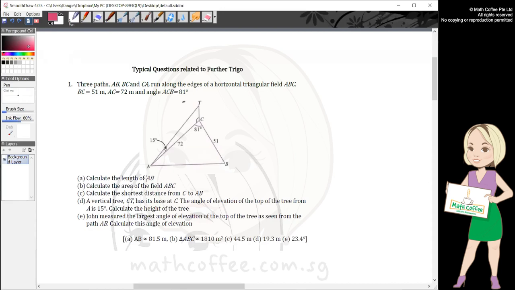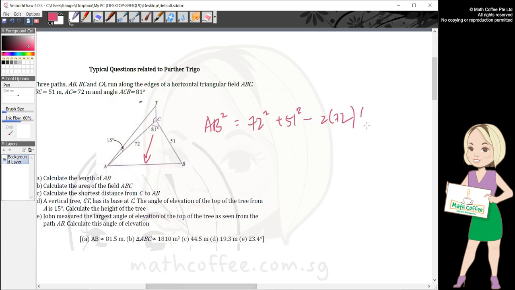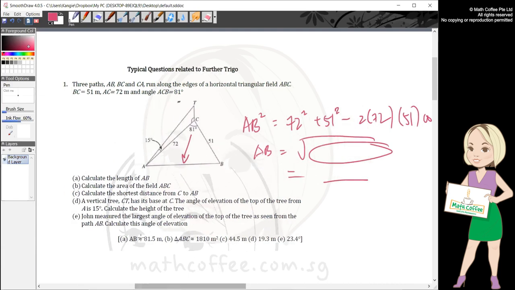Okay, so now calculate the length of AB. So easy because I have the information. So I'm going to use cosine rule. AB square is equals to 72 square plus 51 square minus 2 times 72 times 51 times cosine 81 degree. Then of course, press calculator, AB, and then after square root the whole thing, then you get the answer. So this one rounded off, you get 81.5. And again, like I mentioned, I will use the short number, but your working should be using the long number.